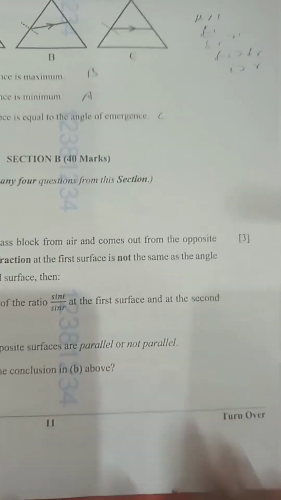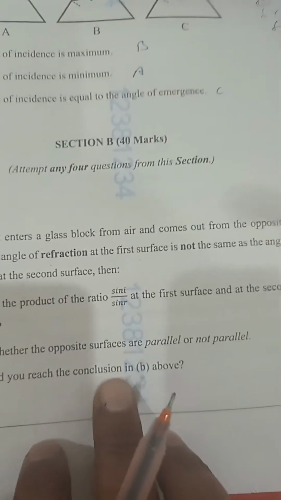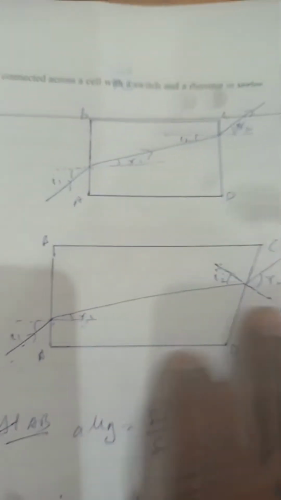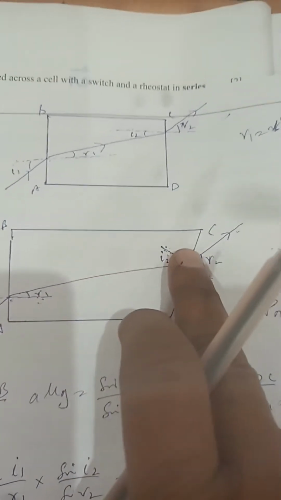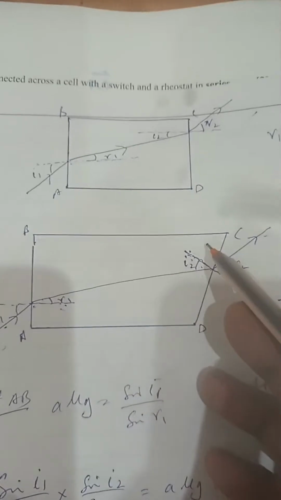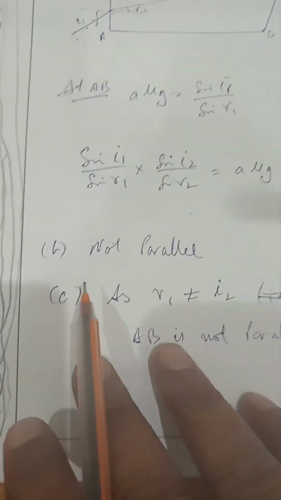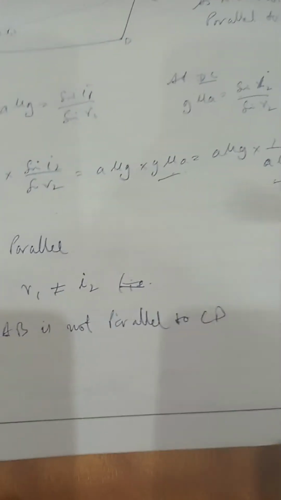Now in the second part, state whether the opposite surfaces are parallel or not parallel. Okay, and in the third they are asking how did you reach the conclusion in B above. So we can see that the faces are not parallel, AB and CD are not parallel, otherwise the angle of refraction at first surface should be equal to the angle of incidence at second surface, but they are not given to be equal. What does it mean? It means that AB and CD are not parallel. Okay, so they are not parallel, and why? Because the angle of refraction at first surface is not equal to the angle of incidence at second surface.